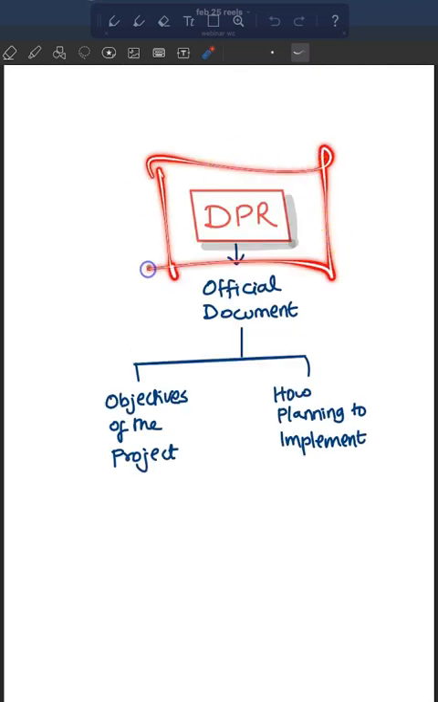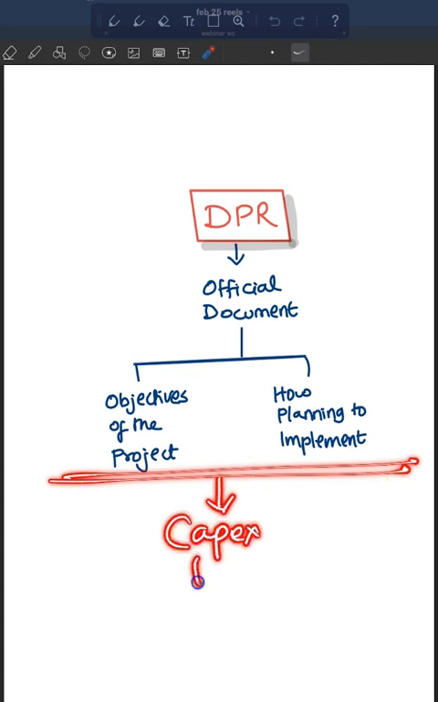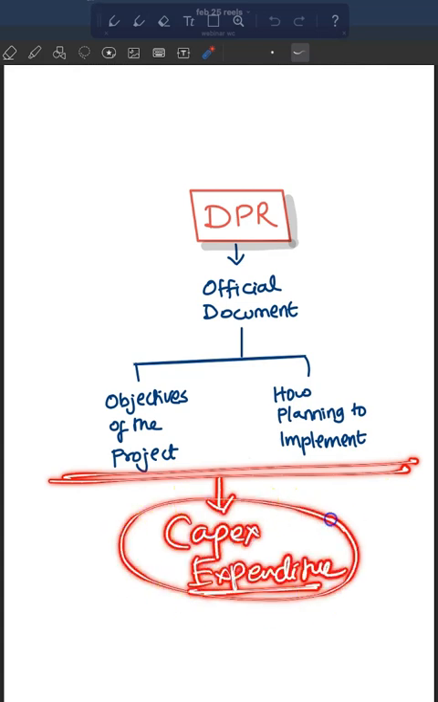Whereas a detailed project report, or say the project report, is an official document which is going to communicate the objectives of the project which an entity is undertaking. It will show how the entity is planning to implement the project. So the project can be anything which is considered as capital expenditure with substantial investment of money for creating assets and for which they are approaching the bank or financial institution for long-term loan.